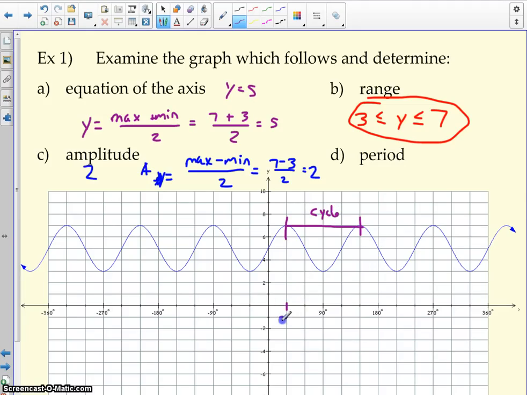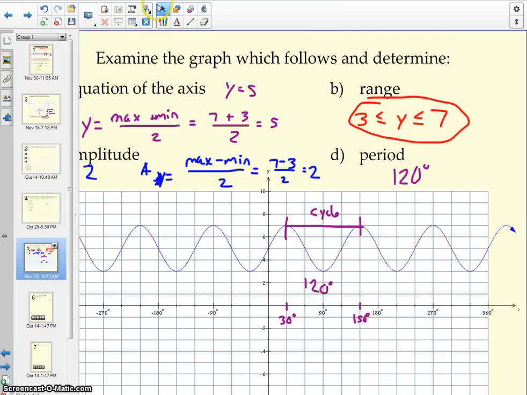So it starts here at 30 degrees, and it ends here at 150 degrees, if I use the scale of the graph. So 150 degrees minus 30 would be 120 degrees. So it takes that long to go through one complete cycle before it repeats.